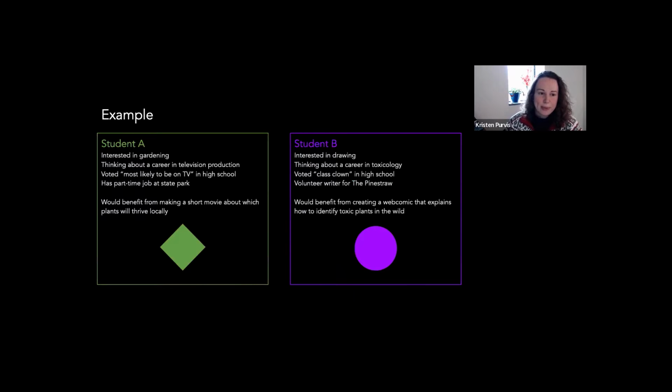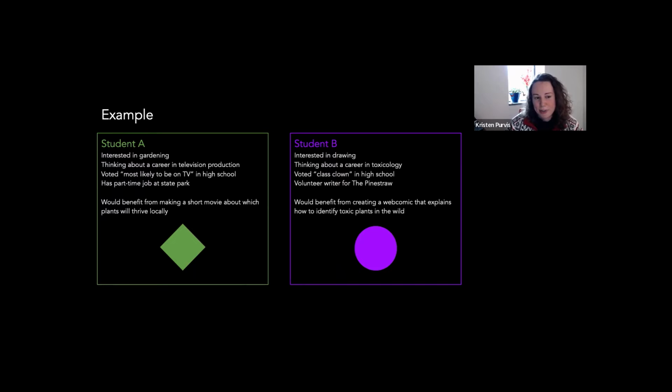So here's just a quick example I made to illustrate the concept of why flexibility is important in your class. So student A is interested in gardening, is thinking about a career in television production, was voted most likely to be on TV in high school, and has a part-time job at a state park. So student A would benefit from making a short movie about which plants would thrive locally, since they're going to be gardening because of their interests, which would likely be in their own backyard. Since they're interested in television production, making a movie would be more interesting to them.